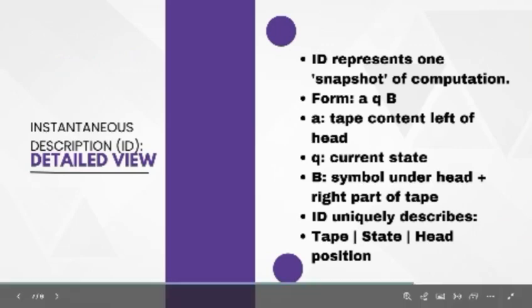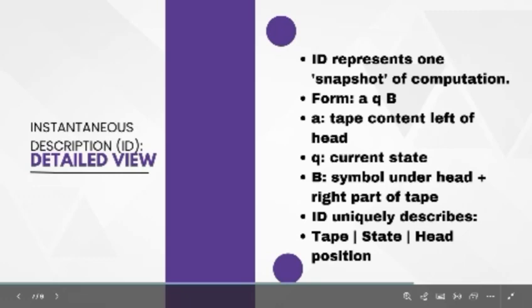You can see an introduction of instantaneous description. Instantaneous description, or ID, is a snapshot of the Turing machine at any one moment. It captures three things clearly: the tape contents, the position of the head, and the current state. It helps us track how the machine is working step by step.